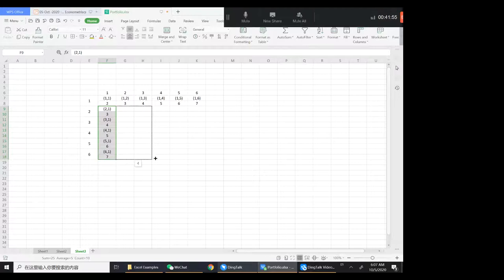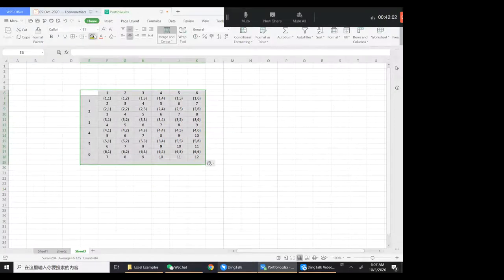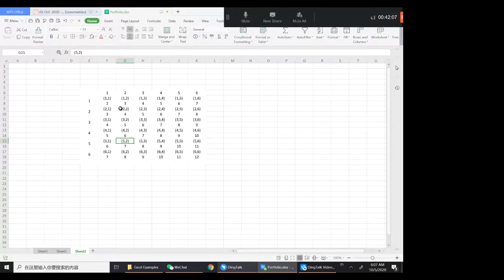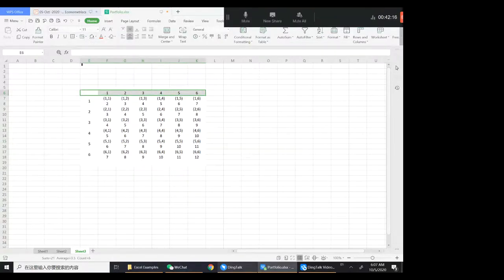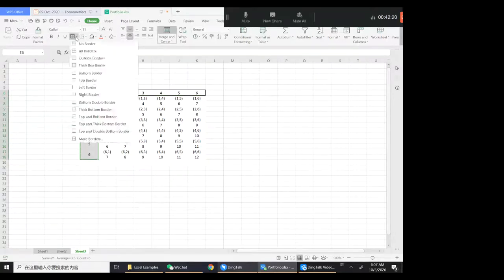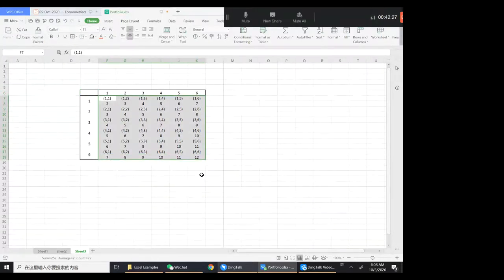If I extend this one, I will get this kind of table. So these are the total outcomes. If you count, the total will be 36. Don't count this one, and don't count this one. This one we need to count. And there are a total of 36 outcomes.